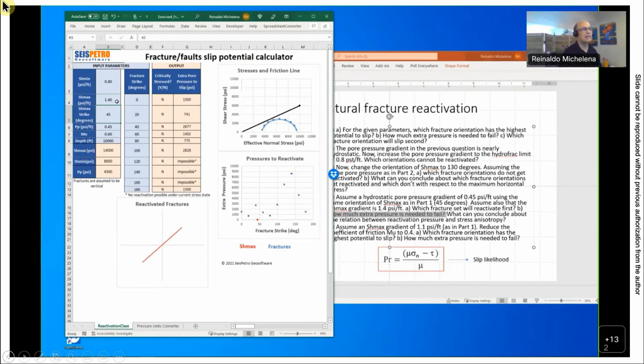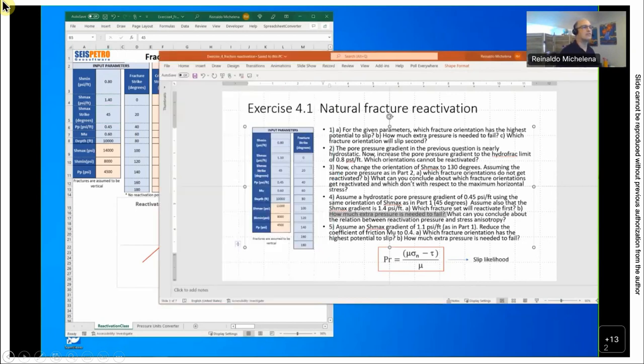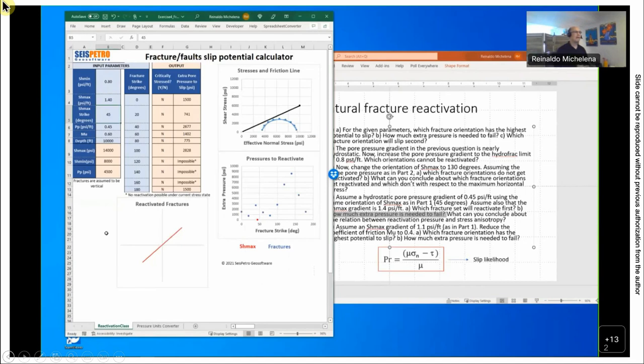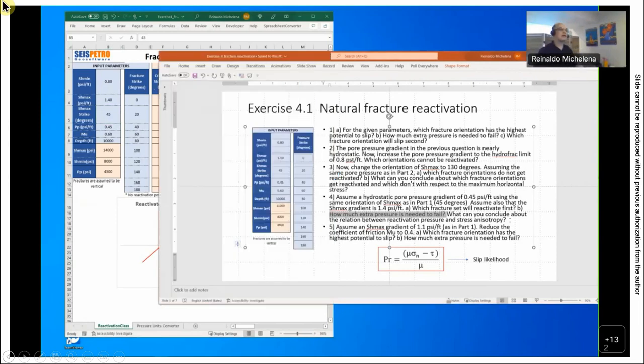So the final question is, what can you conclude about the relation between reactivation pressure and stress anisotropy? What this is telling us is that as we increase the stress anisotropy, it will actually be easier to reactivate these fractures because they are basically closer to the friction line. Okay. So you can test all these hypotheses on your own. I'm going a little bit quickly perhaps here.